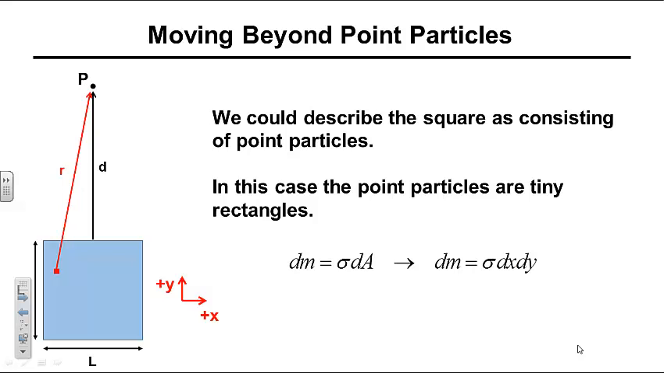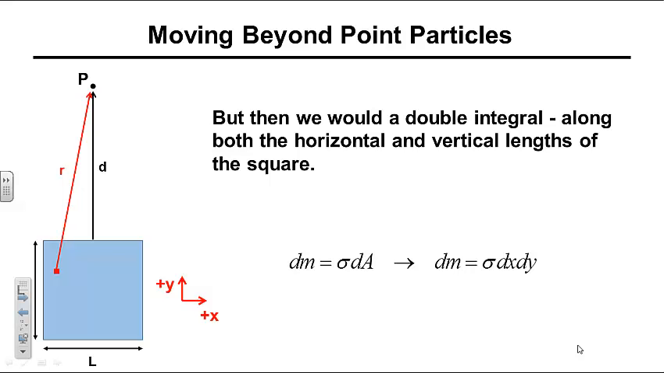The corresponding infinitesimal bit of mass, denoted by dm, would be the product of this infinitesimal area and the surface mass density of the square. We can use the variable sigma to denote this density. However, we see that we would then have to perform a double integral, one along both the x and y axes of our coordinate system, in order to calculate the gravitational potential. This is expected, of course, since we are dealing with a two-dimensional object.